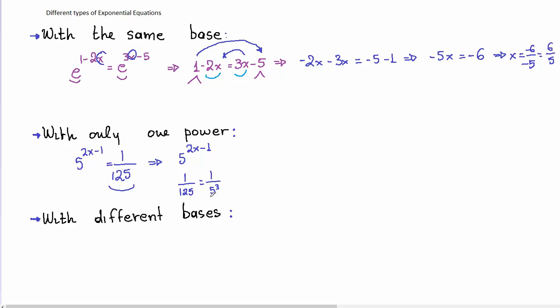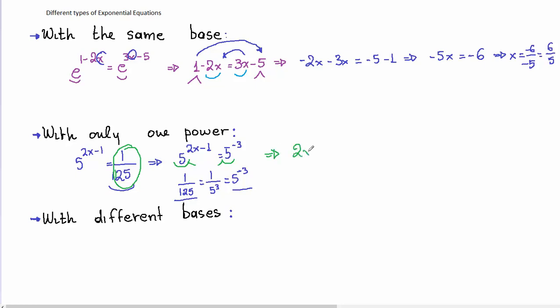Now I know that if I have a power in the denominator and the number 1 in the numerator, then I can move the power to the numerator with a negative exponent. So basically 1 over 125 is equal to 5 to the negative 3. Why did I do this? Because I wanted to rewrite the right side of my equation as a power of 5. Now my bases are the same, so I can focus on the exponent.